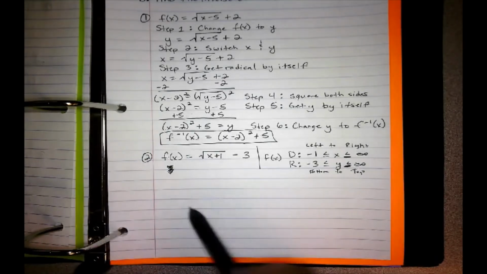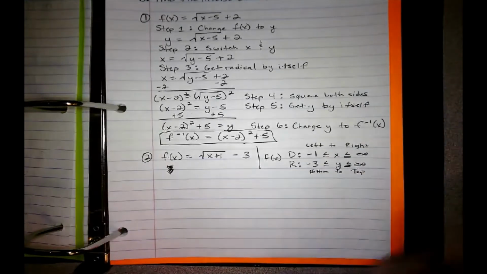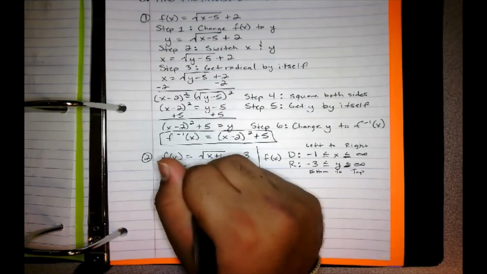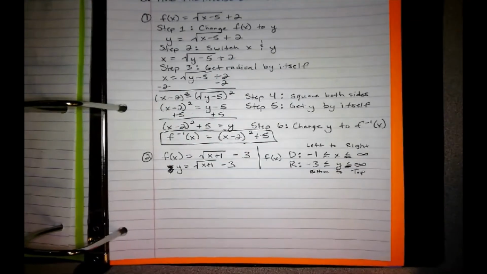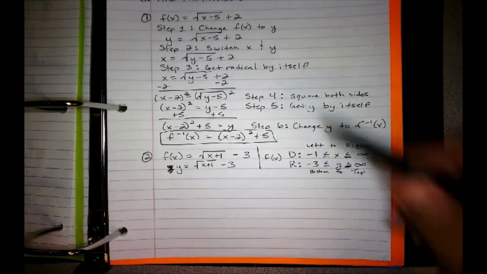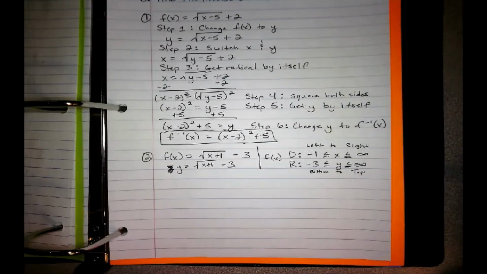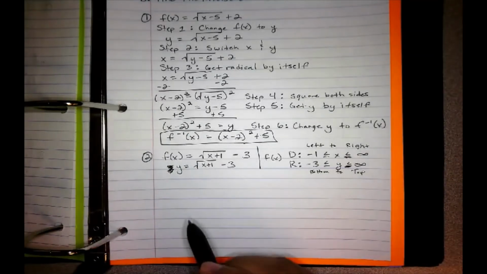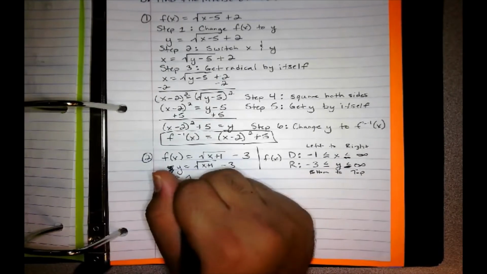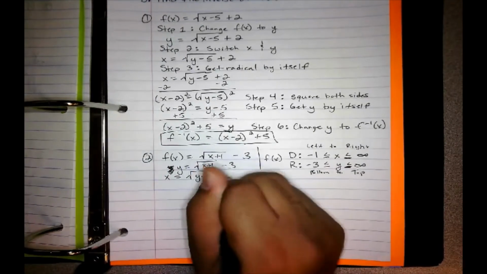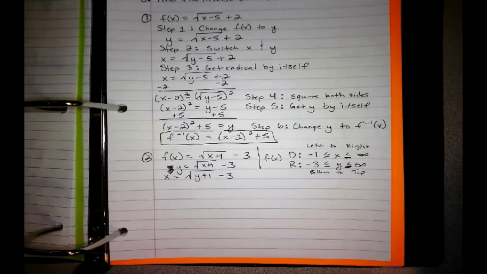But our first step, now we're going back to inverses. Our first step is change f of x to y. So y equals square root of x plus 1 minus 3. I'm just following what we did in the last problem. Step 2, it says switch x and y. So I got x equals square root of y plus 1 minus 3.